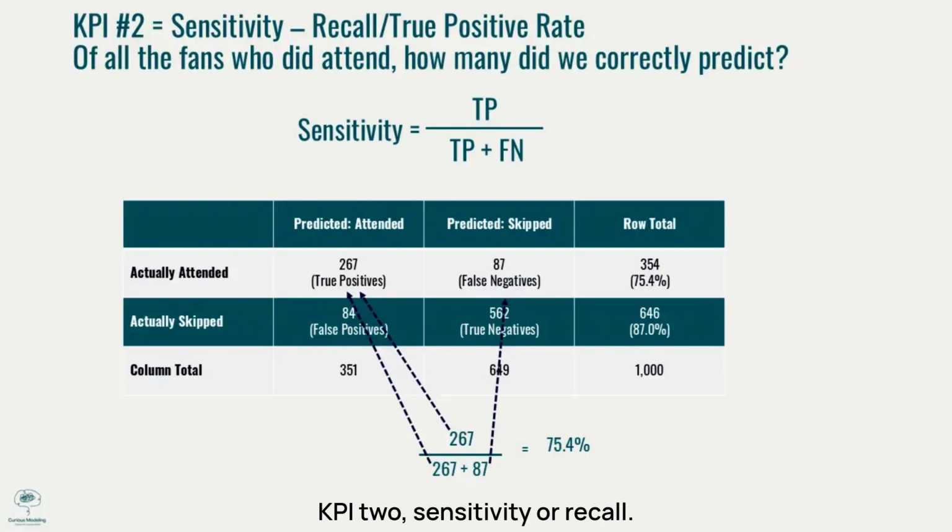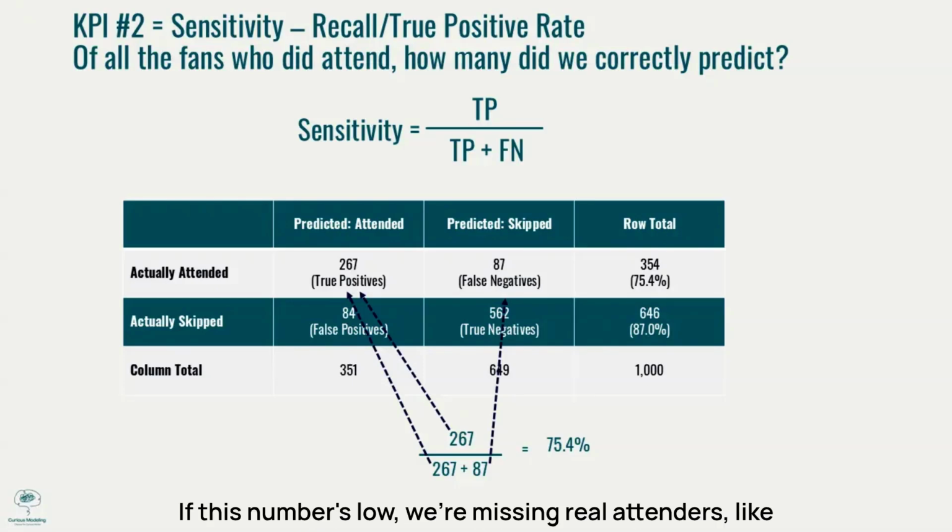KPI 2, sensitivity or recall. This focuses on the attended group, so it's the true positive divided by the true positive plus the false negative. It tells you when a fan actually attended, how often do we predict it correctly? High sensitivity means we're good at catching real attenders. Low sensitivity means we're missing them. If this number's low, we're missing real attenders, like letting suspicious bags go through security. If it's high, we're catching what we're supposed to.